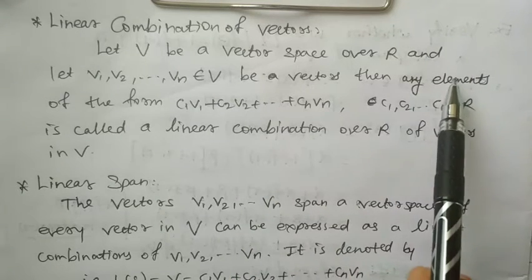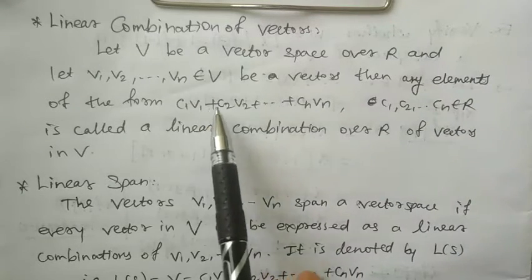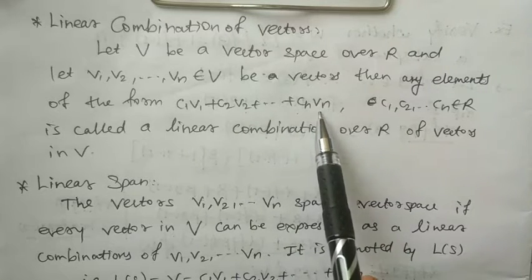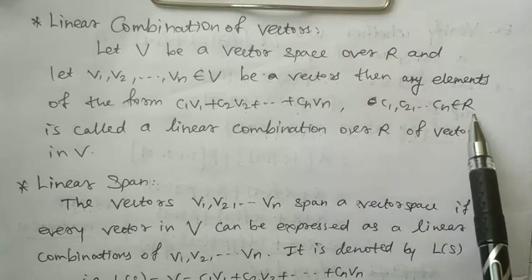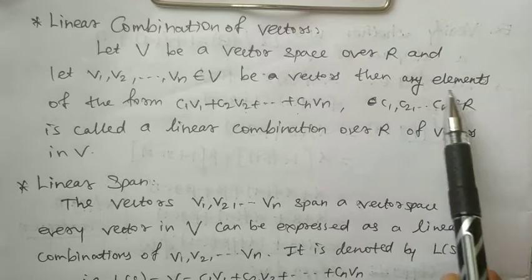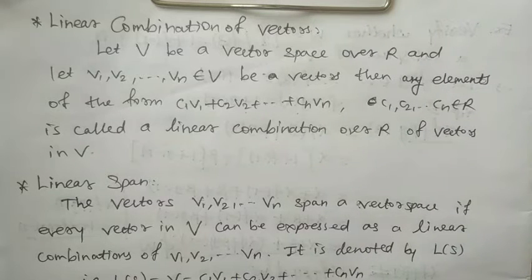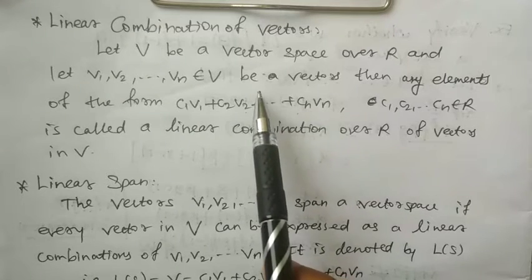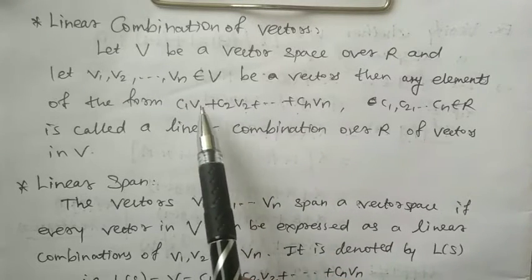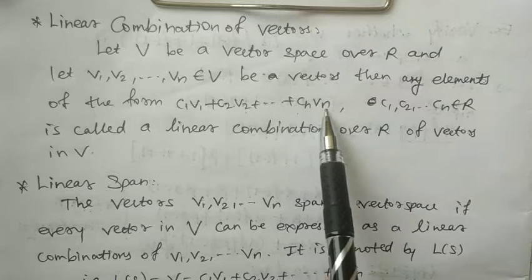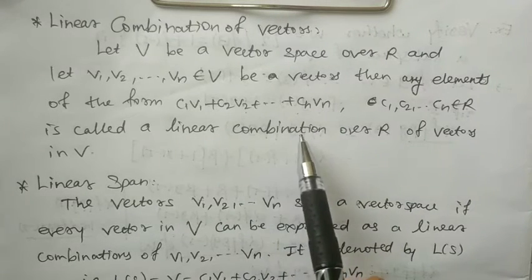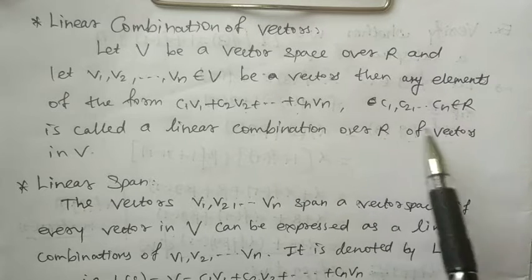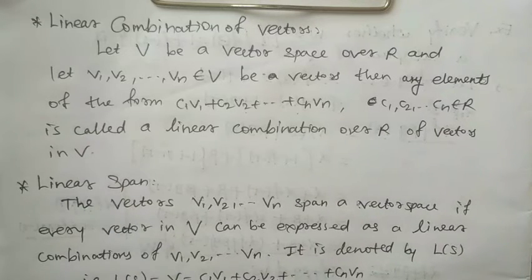Then any element of the form C1 V1 plus C2 V2 plus dot Cn Vn, where all these coefficients C1, C2, C3, dot, Cn are constant real numbers, is called a linear combination over real numbers of vectors in capital V.